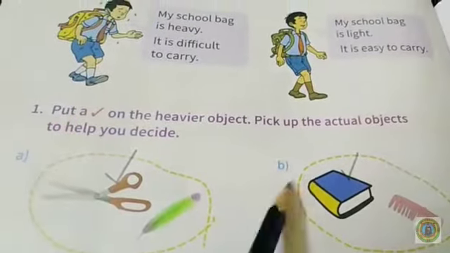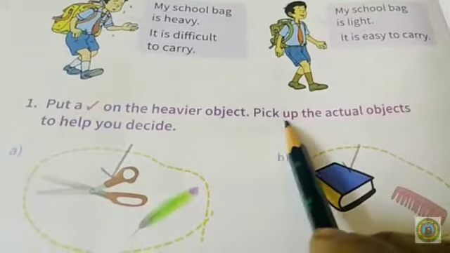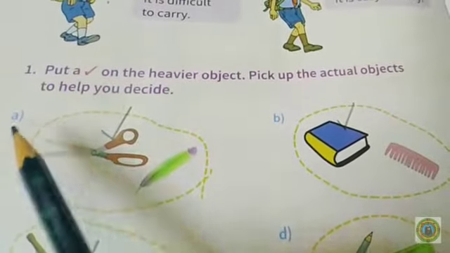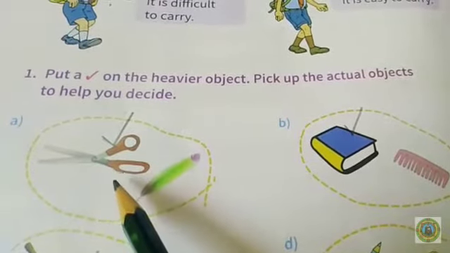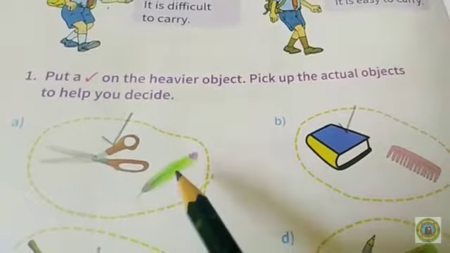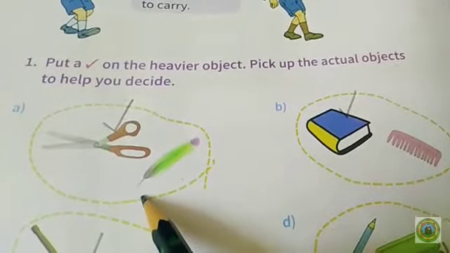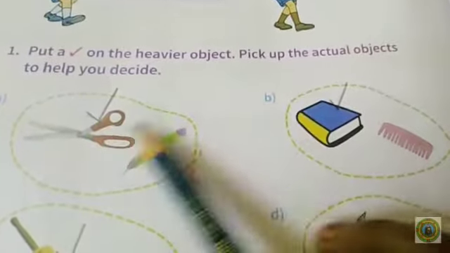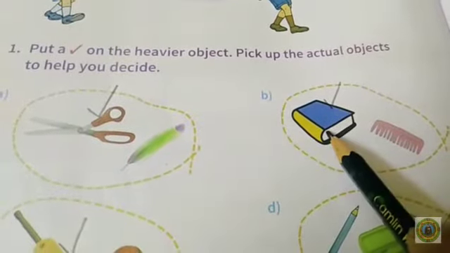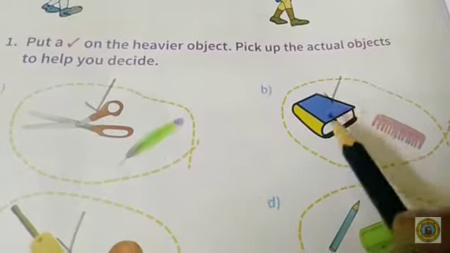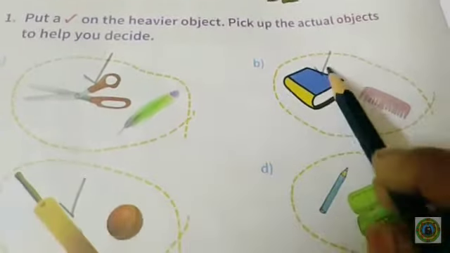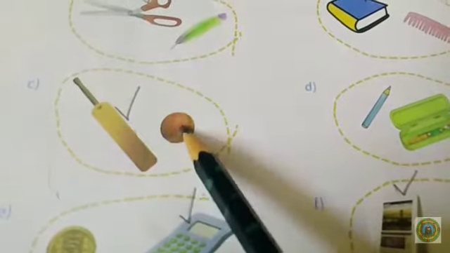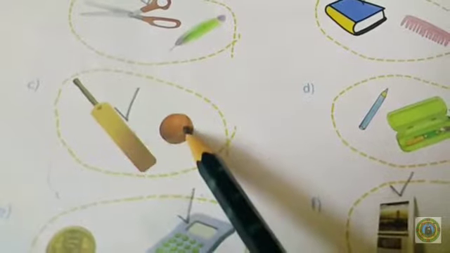Question 1. Put a tick on the heavier object. Pick up the actual objects to help you decide. Question A. First, here we have a scissor and a quill. Okay, which one is heavier children? Yes, scissor. So, you have to put a tick on it. And question B. Here we have a book and a comb. So, this is heavier. So, you have to put a tick. Question C. Here we have a bat and a ball. So, bat is heavier than ball.